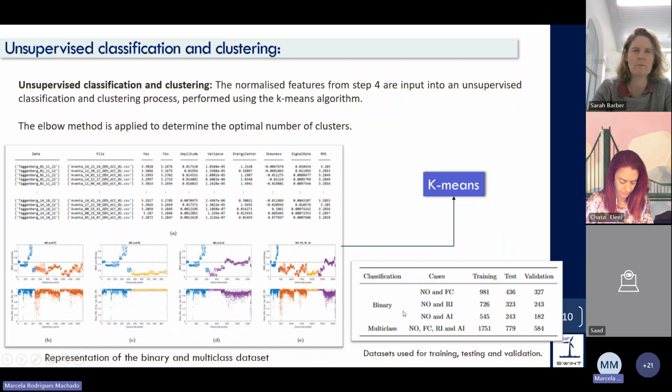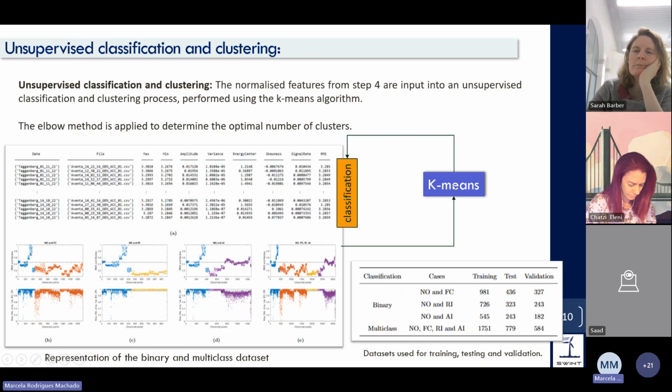And then we have here 4 types of analysis. 3 binary, when we correlate a normal operation and the failures, and also when we combine all together and try to classify the 4 conditions of the system. So these data sets with all these 8 features that were more sensitive to the damage, we input in the unsupervised k-means algorithm and ask the k-means to classify for us in binary and also in multi-classifications.